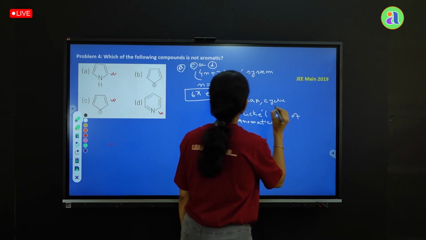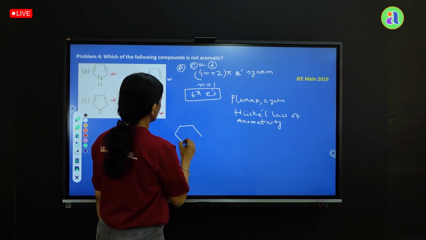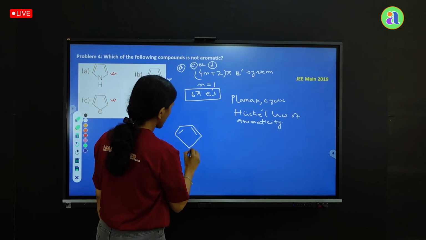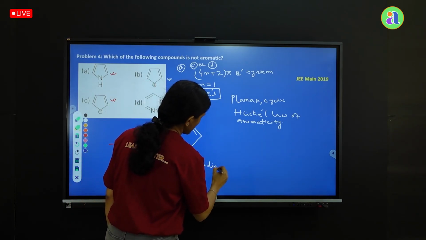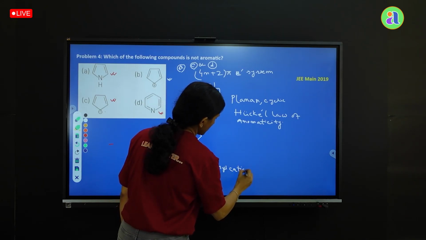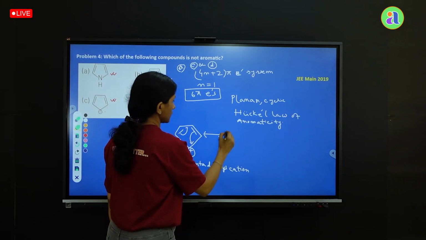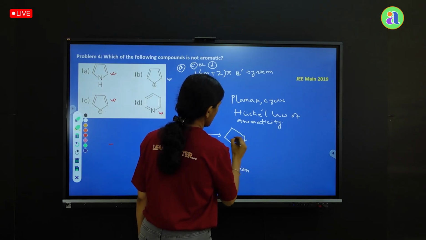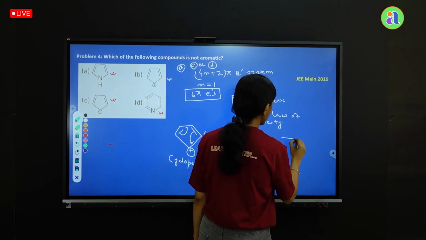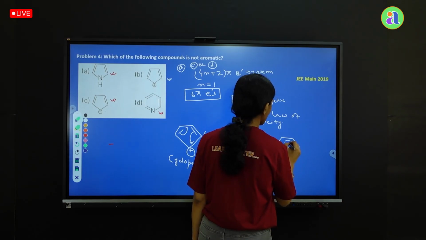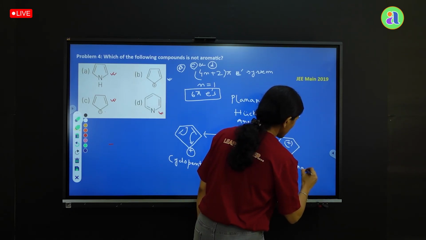But if you check option B, that is this one, this is our cyclopentadienyl cation. This can show the following resonating structures. So it can exist as the following resonance hybrid. This cyclopentadienyl cation can exist as the resonance hybrid.